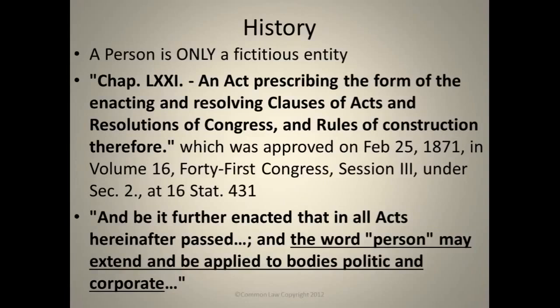A person is only a fictitious entity. This is at 16 Stat 431. This is an act prescribing the form of enacting and resolving clauses of acts and resolutions of Congress and the rules of construction in 1871. Be it further enacted, all act hereinafter passed, the word person may extend and be applied to bodies, politic, and corporate. So it's U.S. citizens.